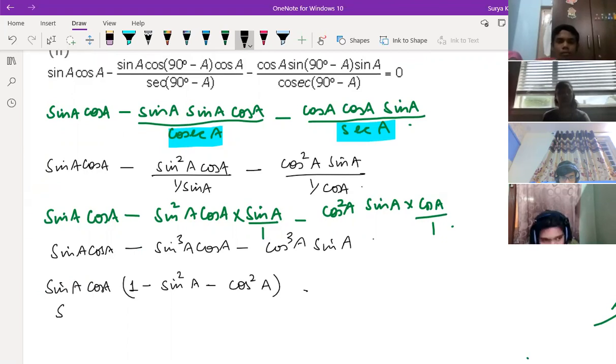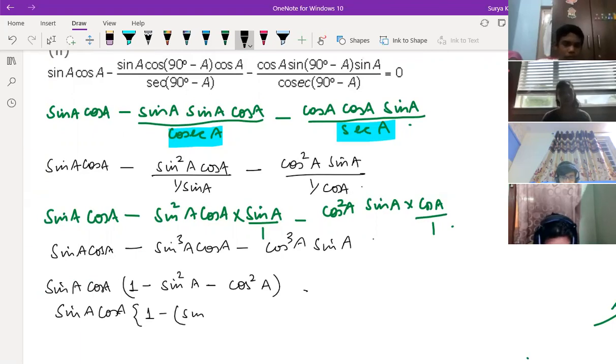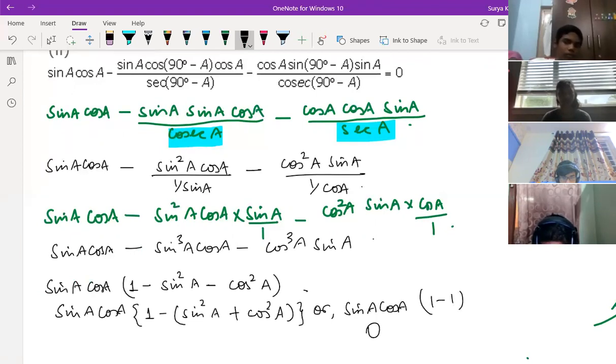Or we can write it like sin A cos A. We can write it as 1 minus, in bracket, sin square A plus cos square A. Can we write like this, children? Yes. Or we can write sin A cos A multiplied by 1 minus 1, that is 0. Is it fine? Yes, sir.